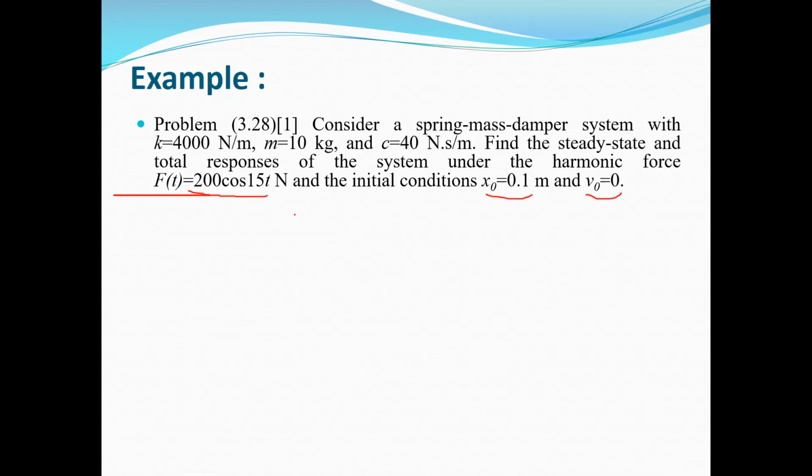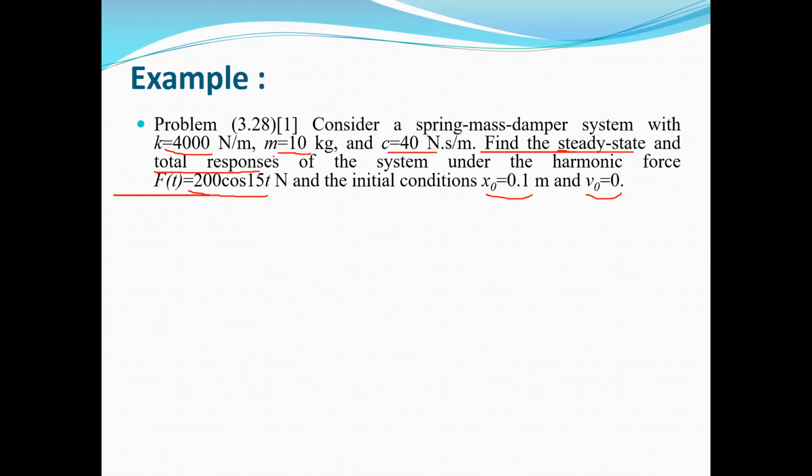So we have an ODE of order 2. The form of the equation is m x double dot, where m is 10, plus c x dot, where c is 40, plus k x, where k is 4000, equal to f(t), which is 200 cosine 15t, with the initial conditions x naught and v naught. So we only need to solve an ODE of order 2 and obtain the homogeneous and particular response, because we need to obtain the steady state and total response.